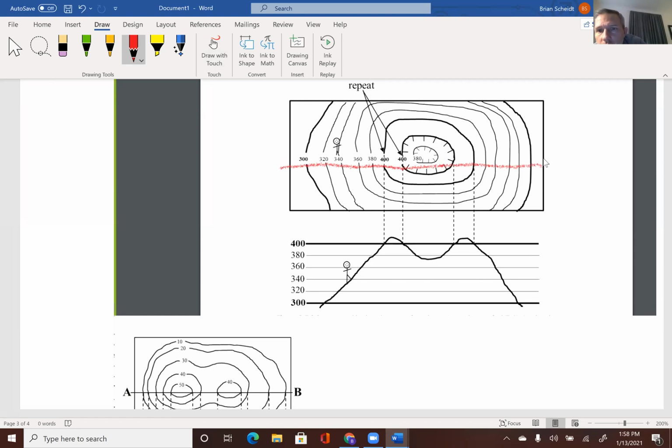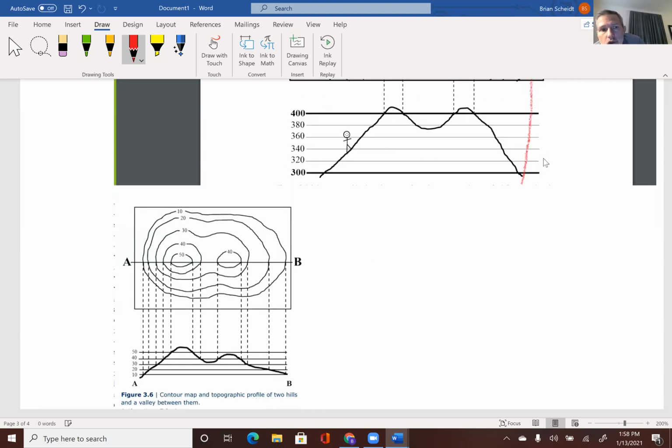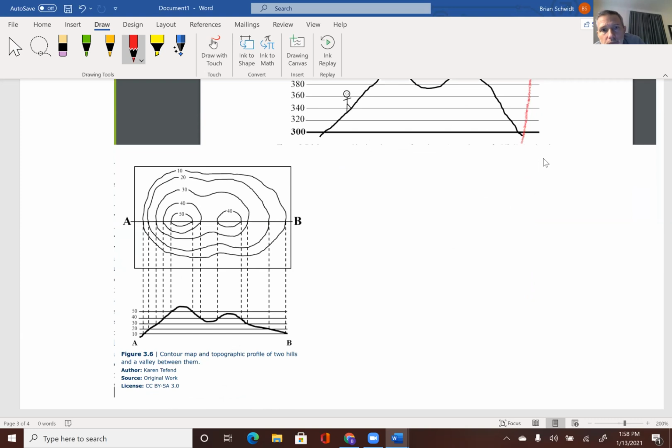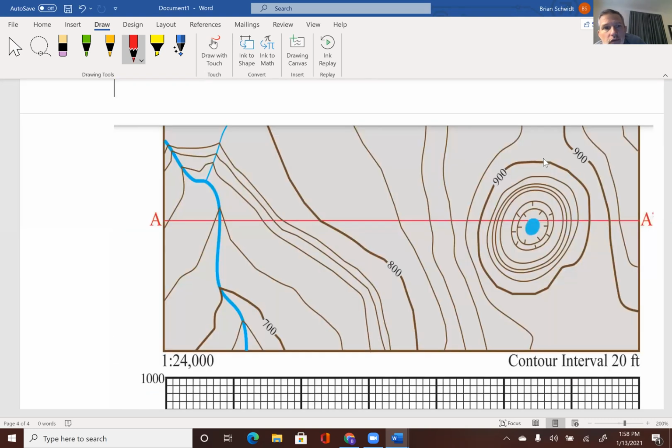you'll notice that every time we're dropping down, we're making a side view, what it would look like from the side. And so this 300, straight down to the 300. And so what you're going to be doing is the exact same thing from A to A prime.